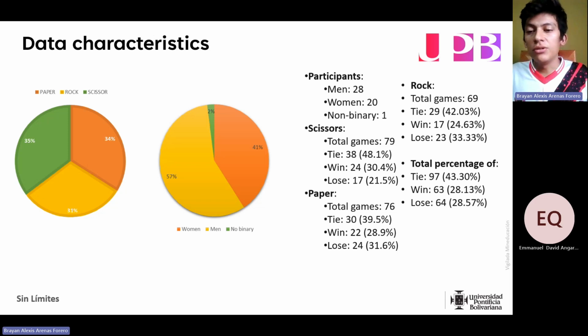The rock strategy was used in 69 games. The tie rate was 42%, which is slightly higher than the paper strategy but lower than the scissors strategy. The win rate for the rock strategy was 24%, which is lower than both the scissors and paper strategies.